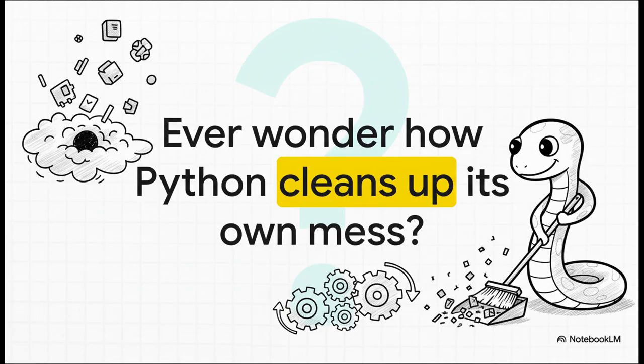As a developer, you've probably created thousands, maybe millions of variables and objects without ever stopping to think, hey, where does this stuff go when I'm done with it? You just trust Python to handle the cleanup. But how does it know? How does it tidy everything up so neatly without you even asking?